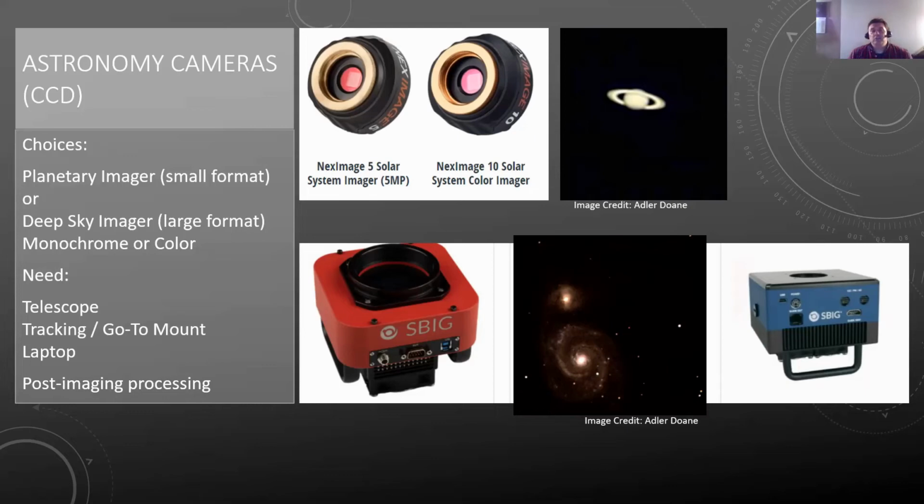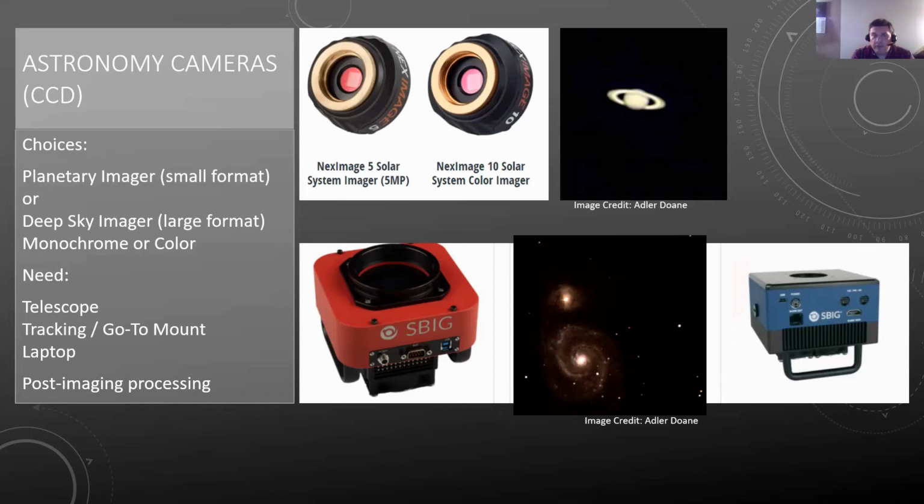But when you're getting to the astronomy cameras, you're going to need a telescope because they don't work without one. You can't just use a camera lens. You're going to need a tracking mount because you're taking longer exposures, so you need to stay with the object. You'll need a laptop because that's what's going to control your imaging process. And then you're going to have to go into the post-production part of it to put that image together.